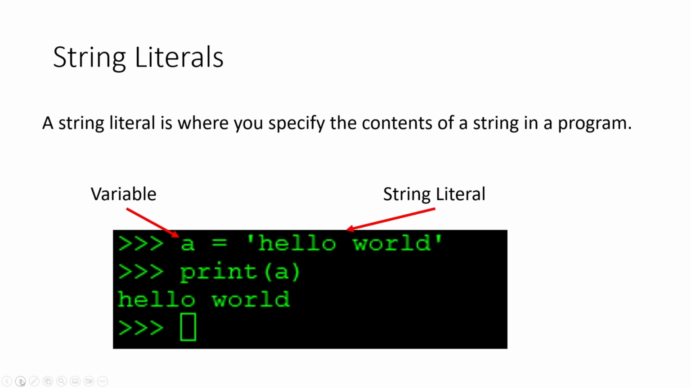String manipulation. A string literal is where you specify the contents of a string in a program. In this example, you can see we've declared a variable, and then off to the right after the equal sign is the actual contents of the variable, and we'll call that the string literal.